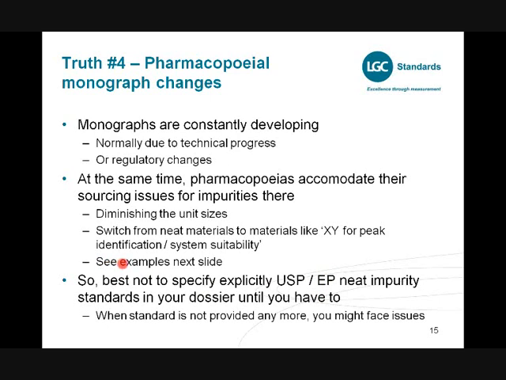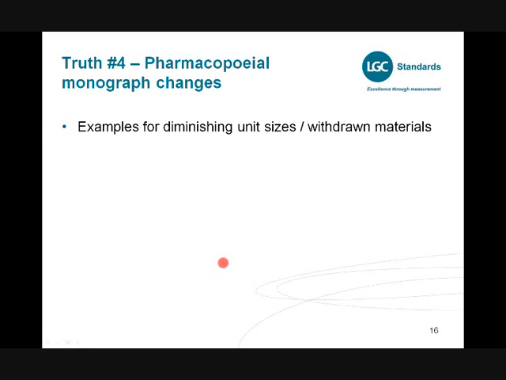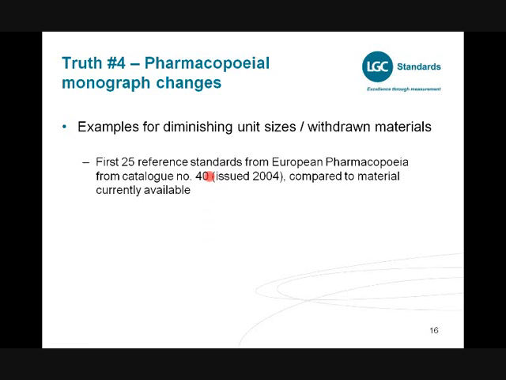Okay, and I would like to show you a few examples on the next slides of what I mean with that, and that is what we are doing right now here. So I looked at catalog number 40, for example, from the European Pharmacopoeia. That was issued in 2004. And what I did there was compare it to material that is actually available right now. I looked at the first 25 reference standards from that catalog, and I looked then into the newest catalog, what is available right now. Here are the examples of the first 25 reference standards.